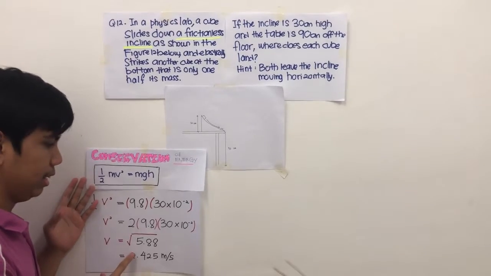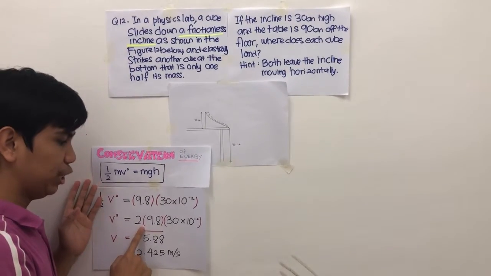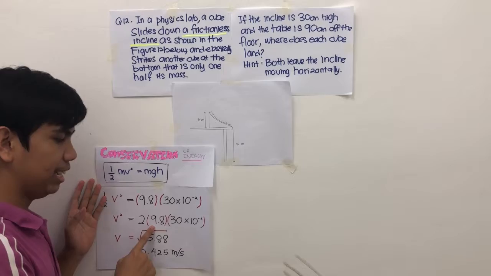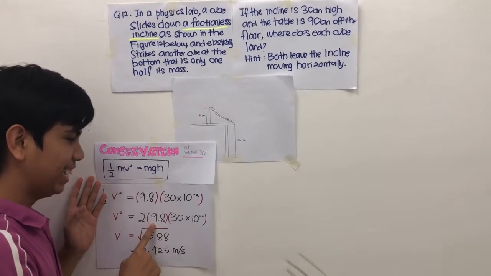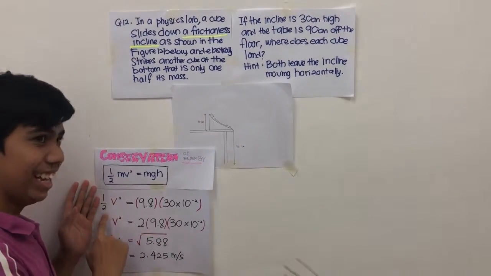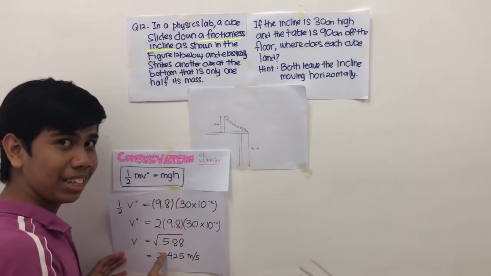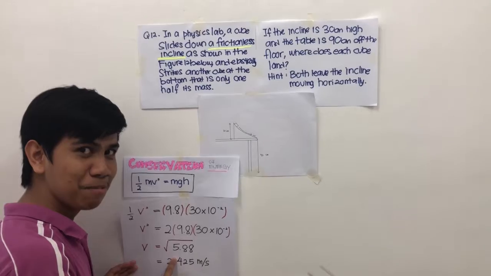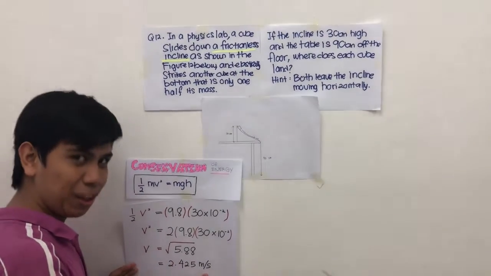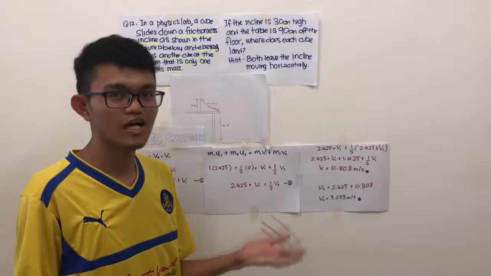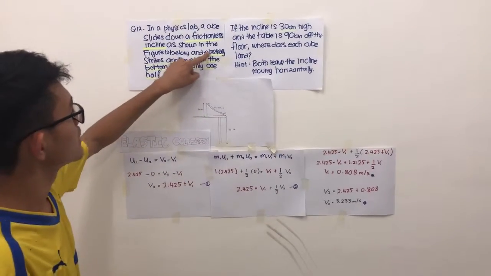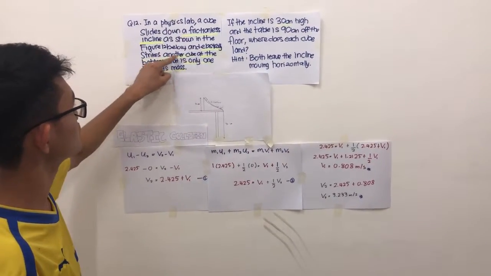2 times 9.8 times 30 times 10 to the power of negative 2, and then we get 5.88, and the answer is 2.425 meters per second. After that, the cube elastically strikes another cube at the bottom.